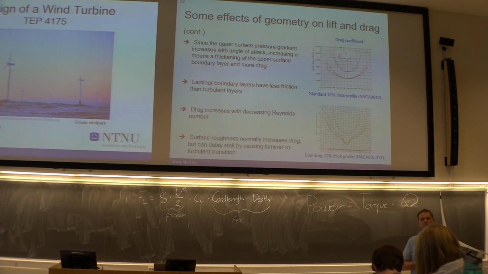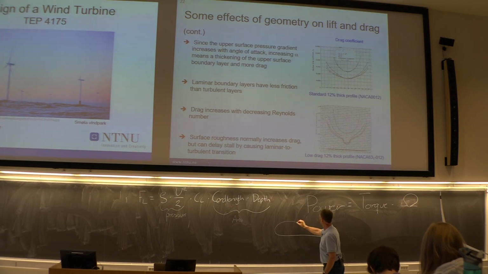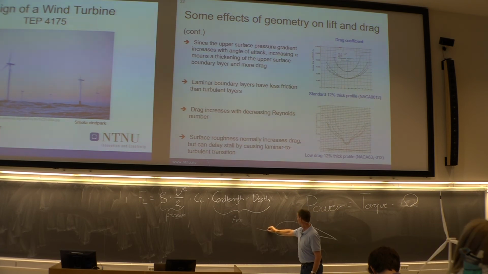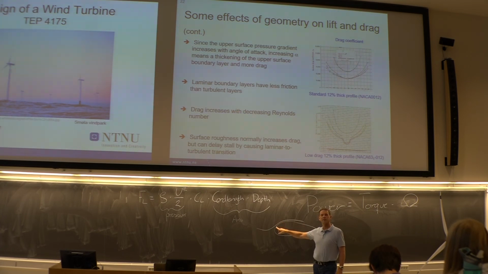On a surface, if you have flow coming over it, there will always be laminar flow in the start. So let's look at the surface of this blade. When the flow is going like this, the first part here will be laminar, and at one point you will go from laminar to turbulent flow. This is what we call the tripping point.